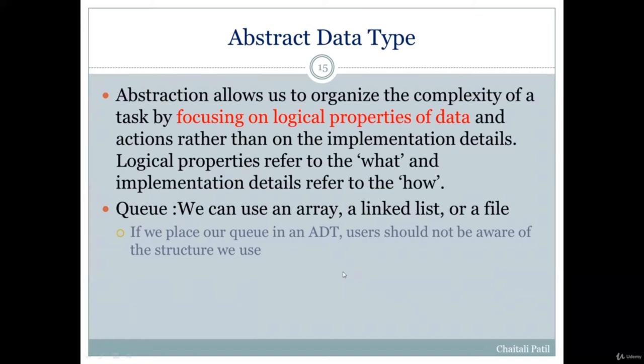It means we refer to what operations can be implemented, but how those operations will be implemented is hidden. And that's why it is abstract. For example, if we want to write an ADT for a queue, our focus will be on the different operations that we can perform on it. But the ADT can be implemented by using an array, linked list, or a file. This information will be hidden.